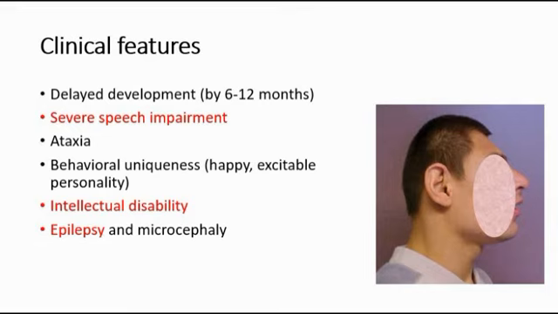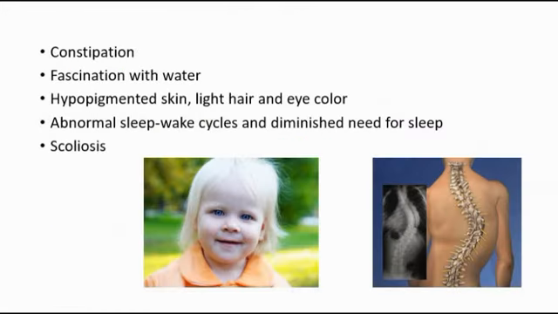This picture over here shows microcephaly, where there is decreased size of the cranium accompanied by marked posterior sloping of the forehead. I've highlighted a few features over here in red color. These features are those that will persist throughout their whole life. Other features include constipation, fascination with water, hypopigmented skin, light hair and eye color as seen in this picture over here, abnormal sleep-wake cycles and diminished need for sleep, and also scoliosis, where there is lateral curvature of the spine.